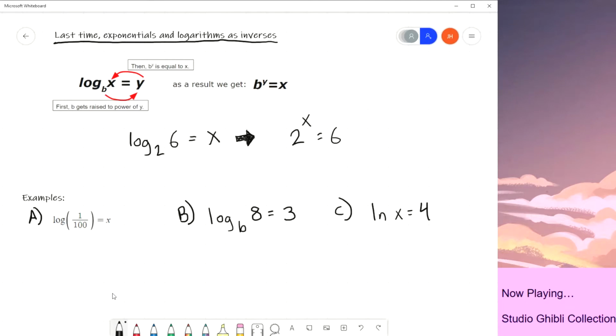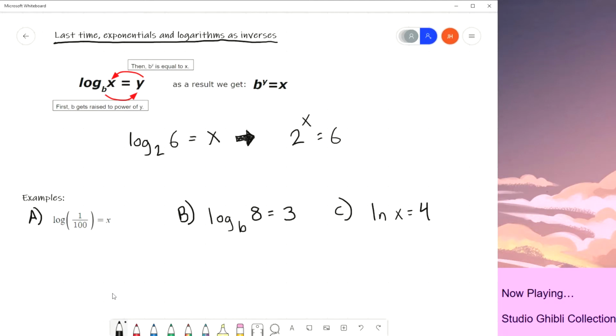All right, y'all. So previously in class, we were learning how to use exponential and logarithmic functions as inverses of one another. And we were using these to solve basic exponential and logarithmic equations.